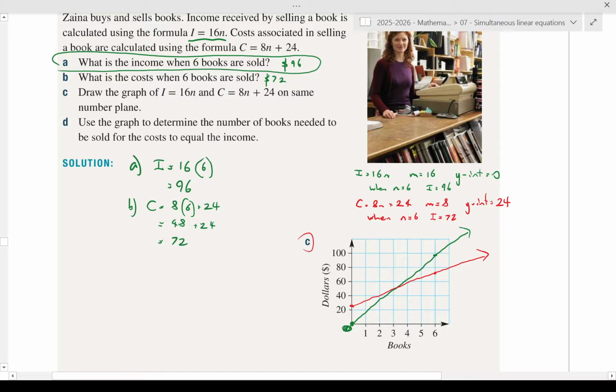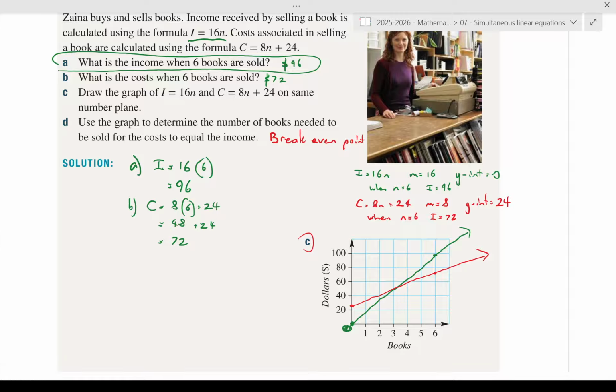There it is. Now what we're doing is using the graph to determine the number of books needed to be sold for the costs to equal the income. That's what we call break even. That is the break-even point. At that point, you stop losing money. You're now making money. So how many books?